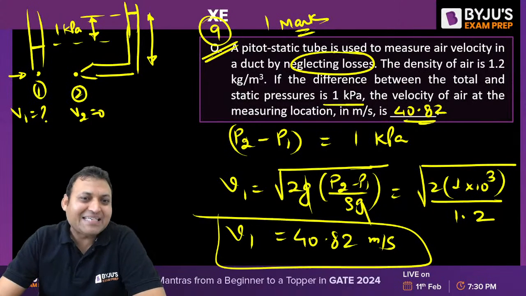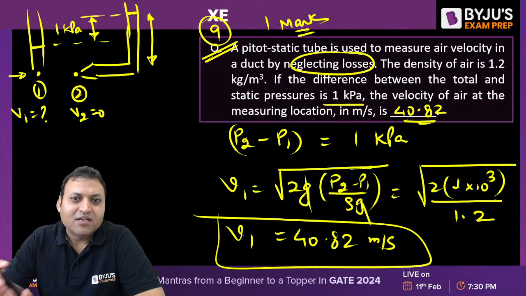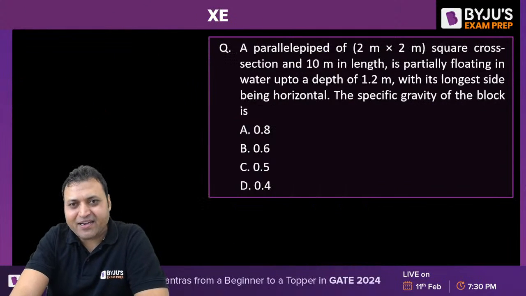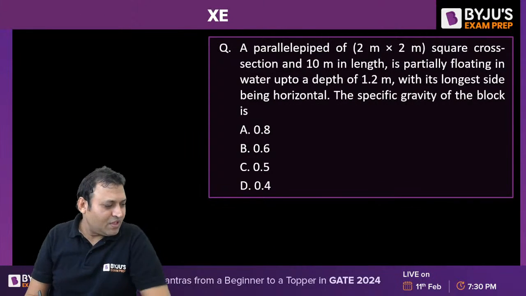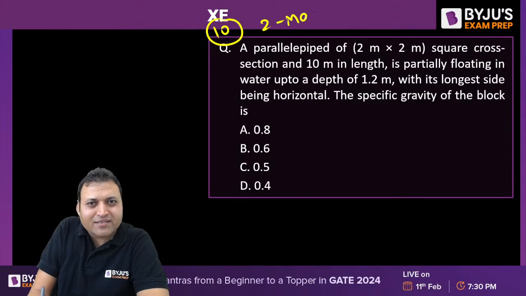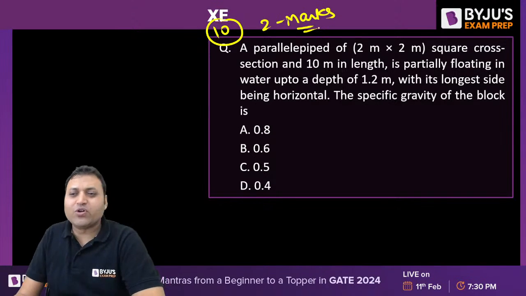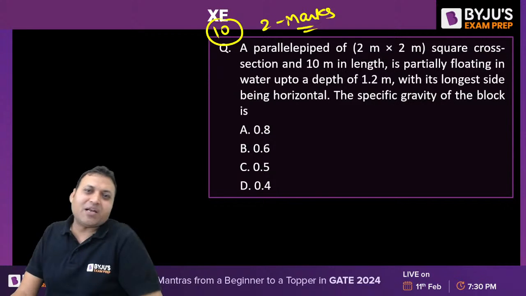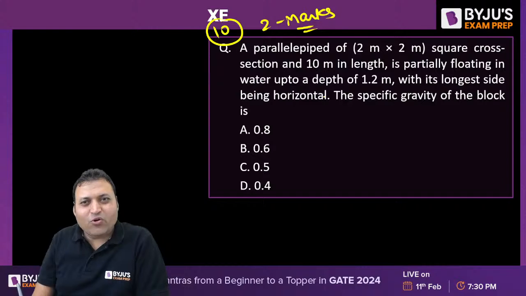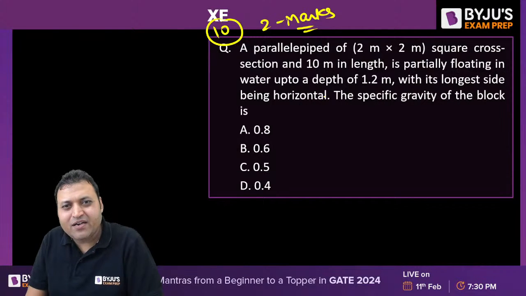For a NAT type question, you will be given a range, and if your answer is within the given range, then only it will be treated as correct. Now the next question, question number 10, carrying 2 marks. There are 22 questions in total. Read the question and try to solve it, everyone.